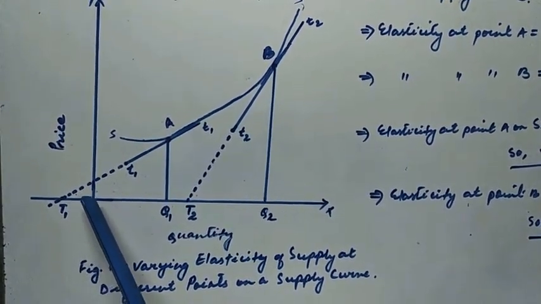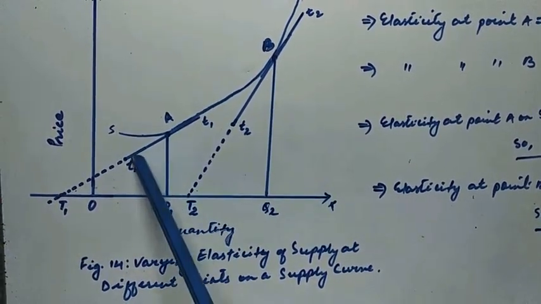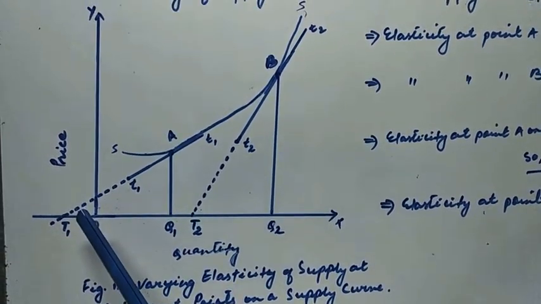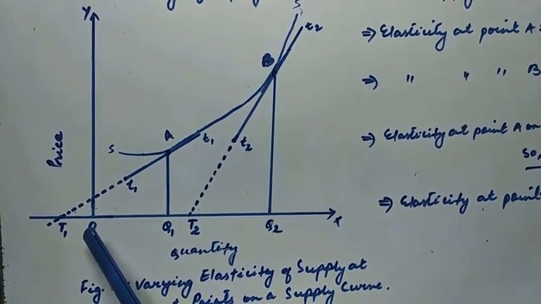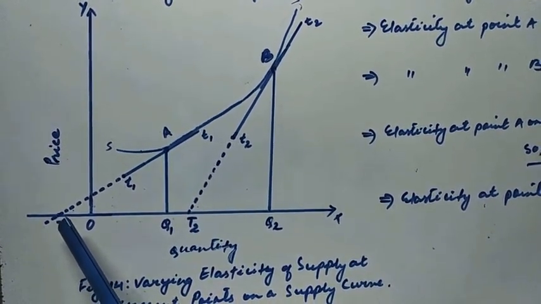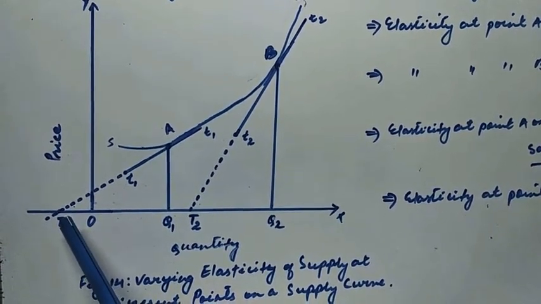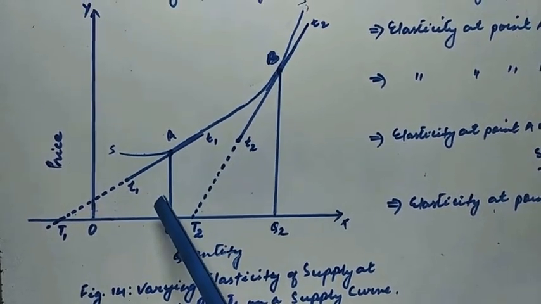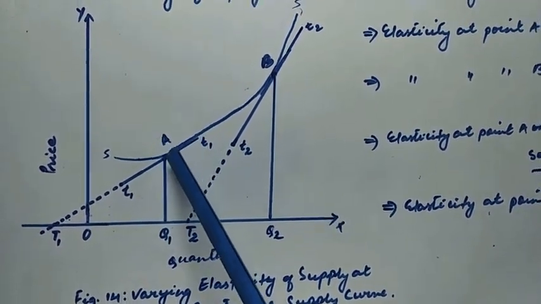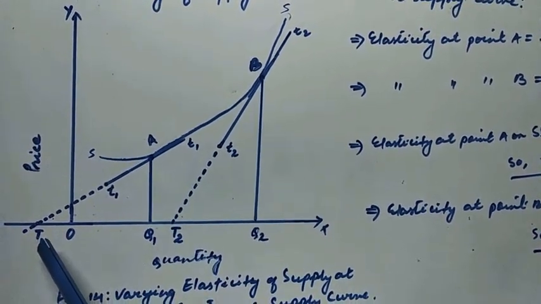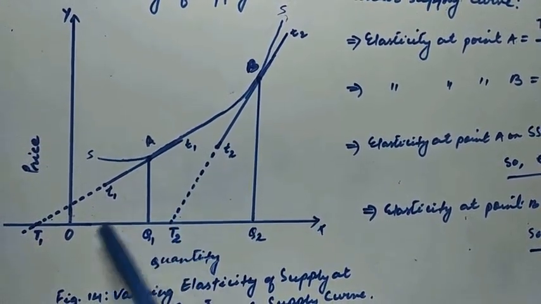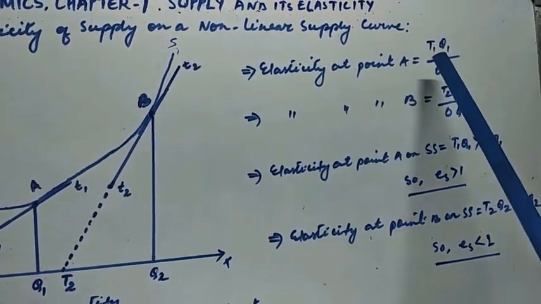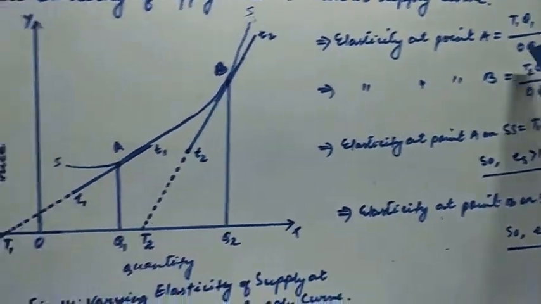As we have explained above, after extending this line, we can obtain the supply elasticity by dividing the distance T1Q1 by OQ1. So the elasticity of supply at point A will be given by the distance T1Q1 divided by OQ1.